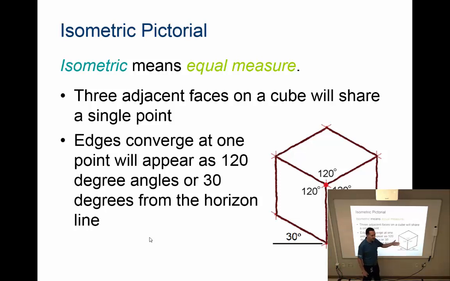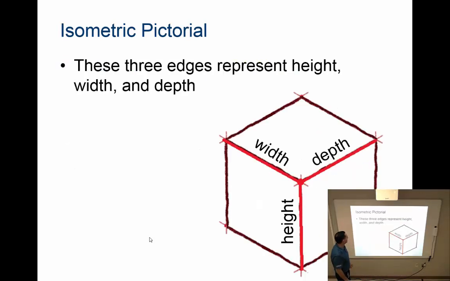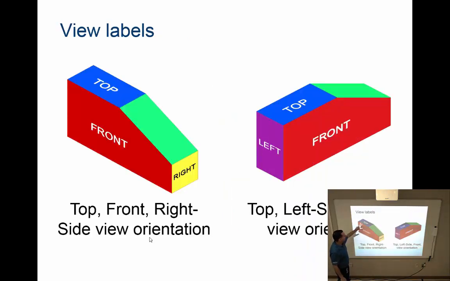The three adjacent faces on a cube will share one single point, which is what I see in here. And instead of dealing with the front face of the object like we did the oblique, we're dealing with the front edge, meaning the edge that will be closest to us as far as distance of the way that we're seeing it. These three edges then would represent the height of the object, the width, and the depth for my object. If this is the example of what we were drawing, it would be this edge here that would be the closest to me that I would focus on.